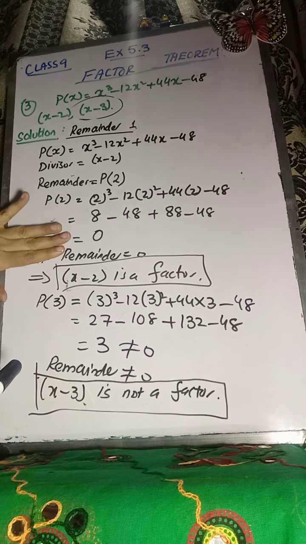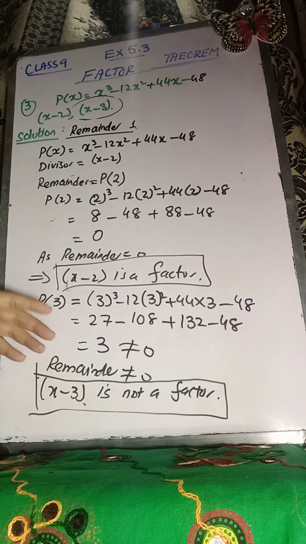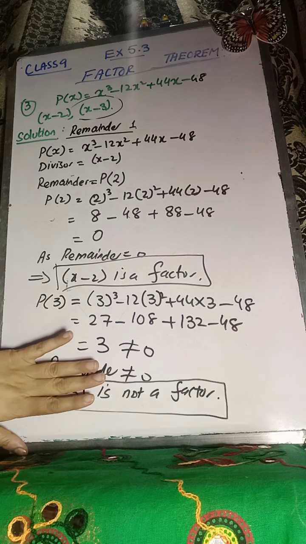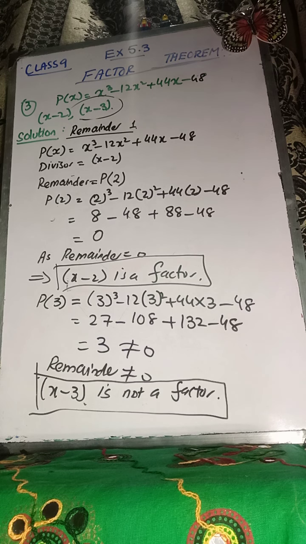We checked it, we found the remainder, it came out to be equal to 0, but in case of x minus 3 the remainder came out to be equal to 3, which is not equal to 0, so it means that x minus 3 will be called a divisor but not a factor. Okay, and this completes the solution. Now let's do the next question.